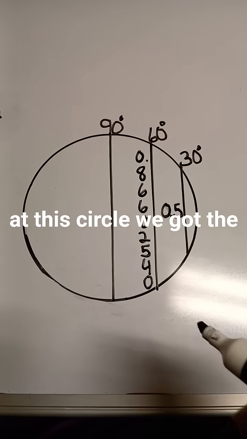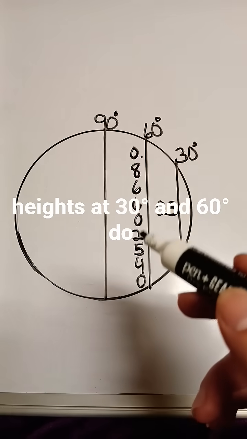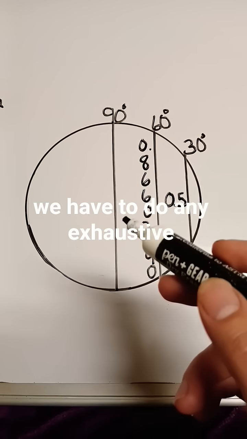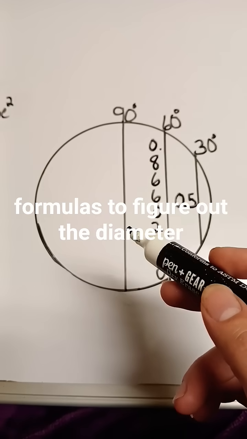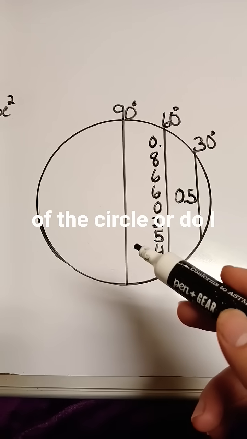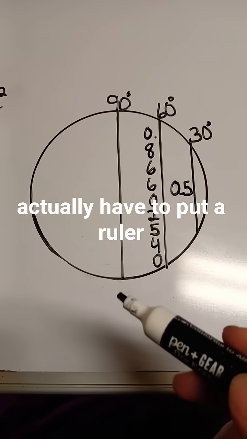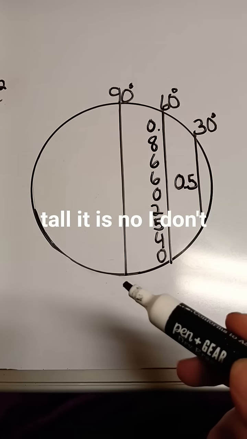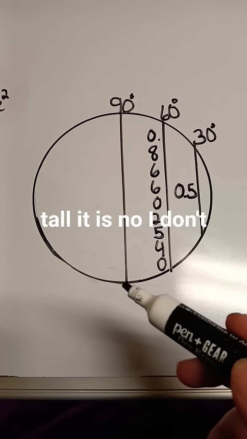Now let's look at this circle. We got the heights at 30 degrees and 60 degrees. Do we have to do any exhaustive formulas to figure out the diameter of this circle? Or do I actually have to put a ruler on it to figure out how tall it is? No, I don't, do I?